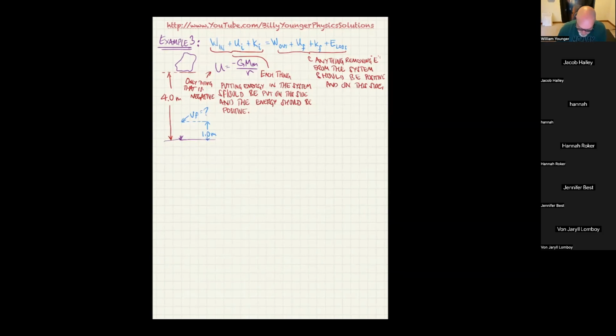So in this problem, what we have is a rock. That purple rock there is 4 meters off the ground. And what we'd like to figure out is what's the velocity when that rock reaches a height of 1 meter above the ground instead of 4 meters. So the solution is going to go like this.